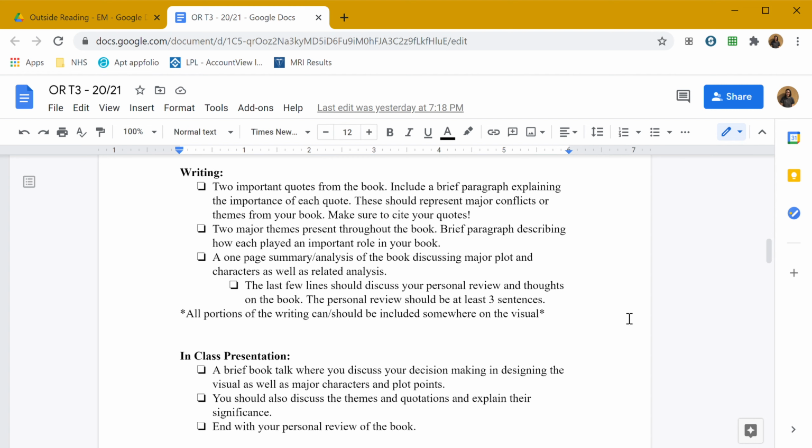And then the next piece of writing is to also, in a similar way, pick out two major themes that were present throughout the book. Along with this, you would include a brief paragraph that describes why each theme was important, how it played a role in your book, and all of that. And just a reminder here too that themes really are messages that the author is trying to send to readers of their book through the story that they wrote. So a theme would not be one word. You would want to have a theme that is a message, essentially.